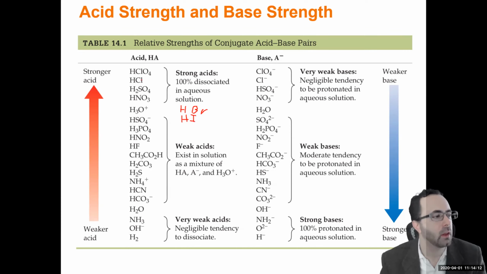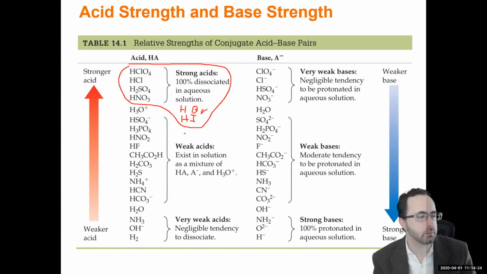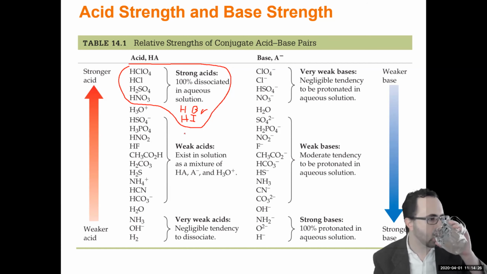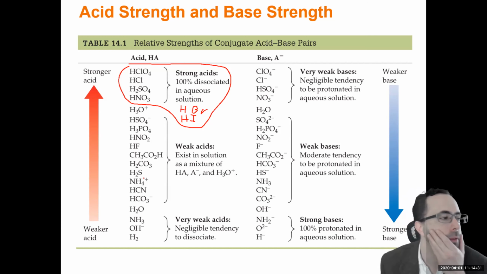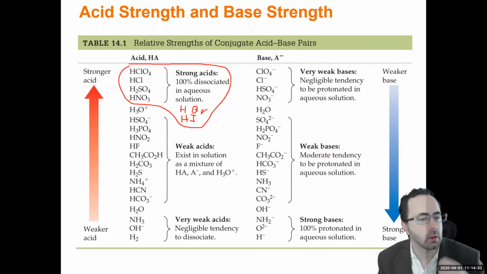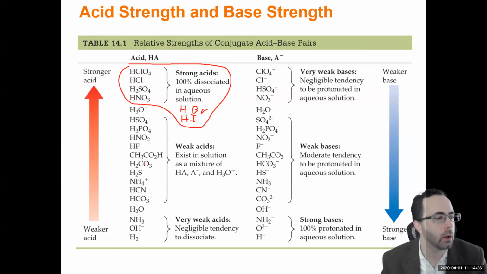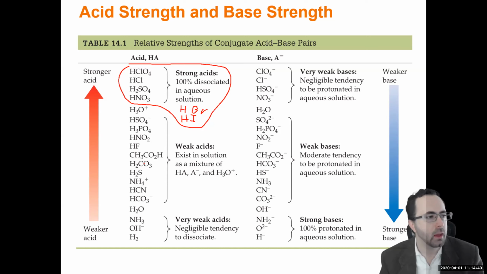And so you'll notice that these are hydrohalic acids. So HCl, HBr, and HI are all strong acids. These are the 6 strong acids. For these, you can assume 100% dissociation in aqueous solution. For the rest, they'll have various strengths. Some are stronger than others, and we're going to use the Ka to describe how strong one is relative to another.